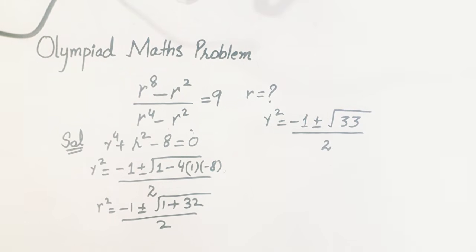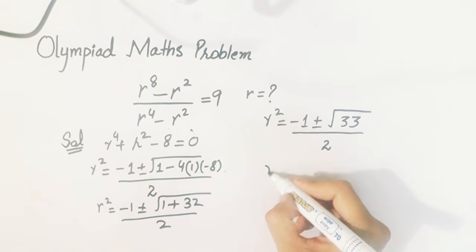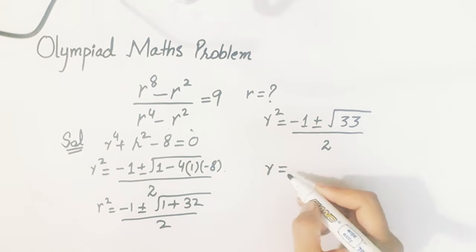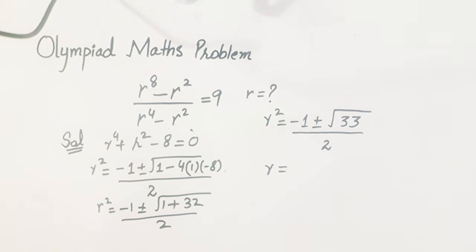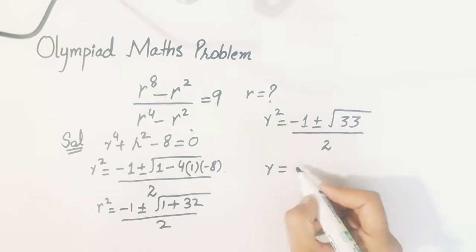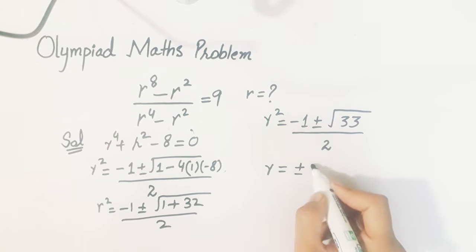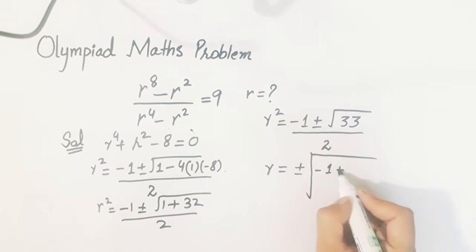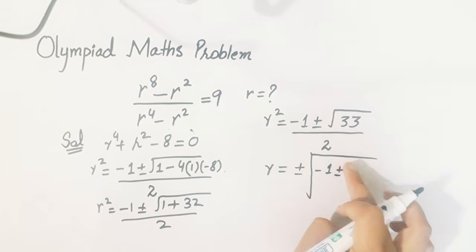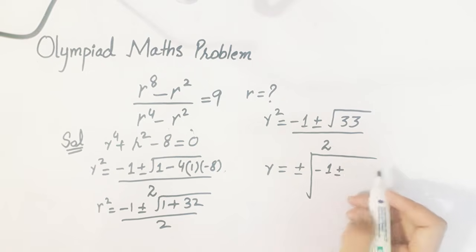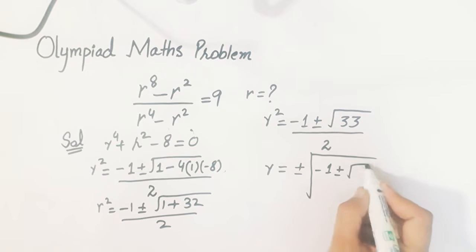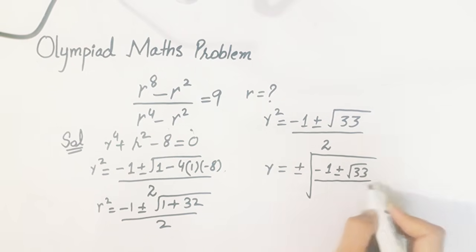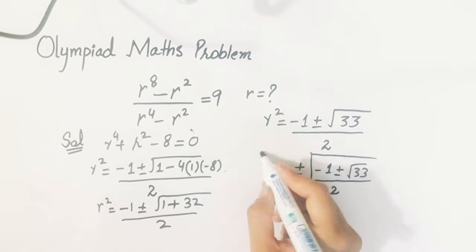After this, by taking the root on both sides, what will happen? We get r equals plus minus square root of (minus 1 plus minus root of 33) divided by 2. So this is the final answer.